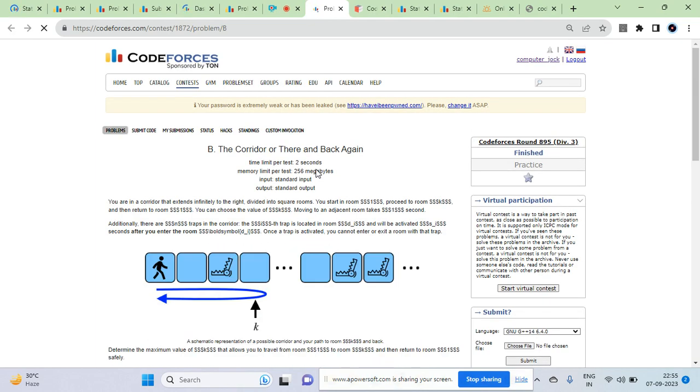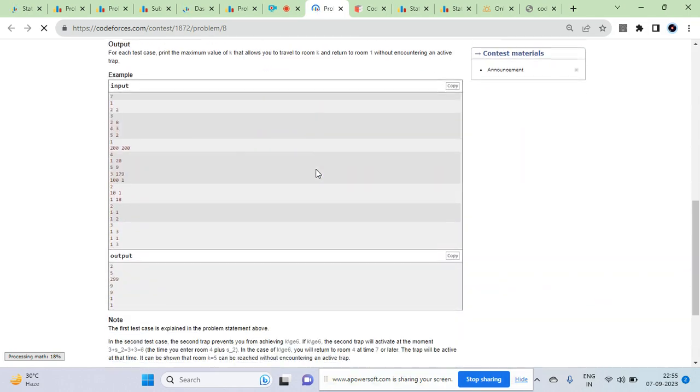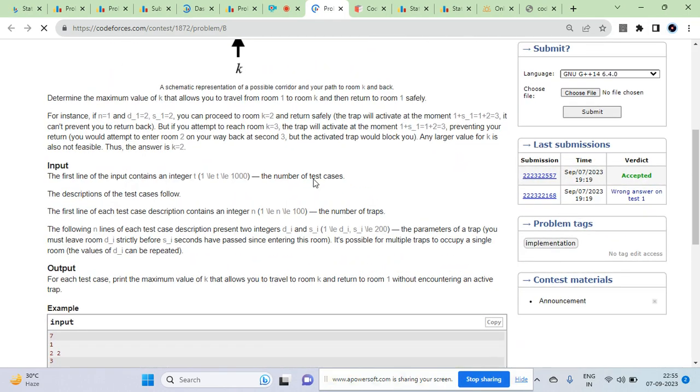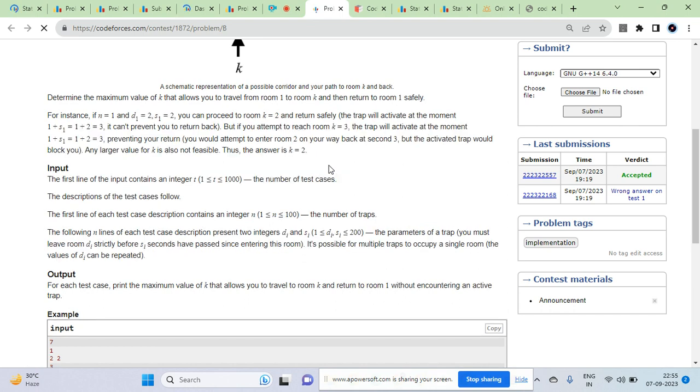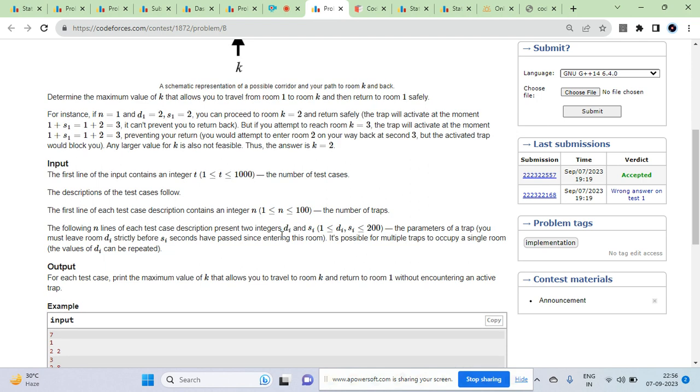So in B problem, you are standing on block one. That is given. And you have been given number n. N is the number of traps, and then you are given each trap. Each trap has an integer di. You can say this is the point where the trap is connected to this particular number, and s is the length.